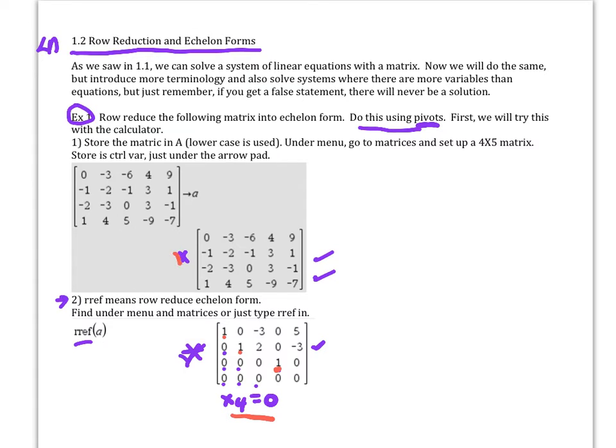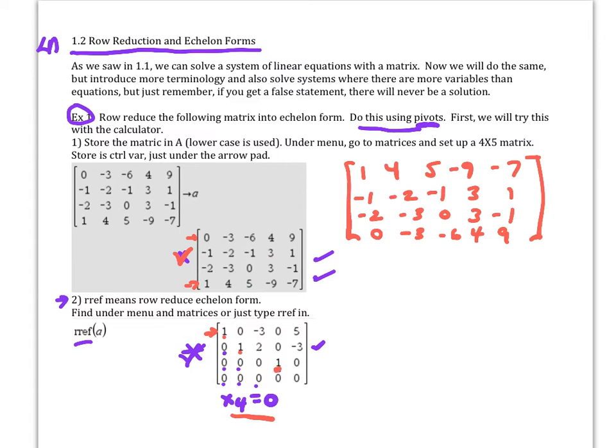So looking at this matrix here, I want this 1 to be leading. So what I'm going to do is, since I have a 0 here already, I'm going to exchange it with this 1 here. So I'm going to exchange row 1 and 4. And this is my augmented matrix that I do have.